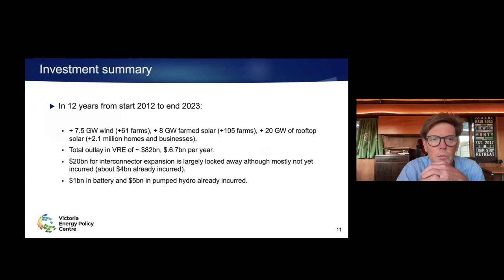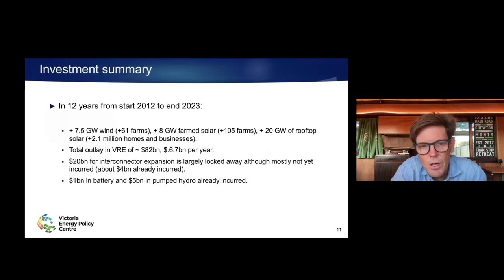So to summarize the investment over the 12 years from 2012 to 2023, about 61 wind farms were added, 7.5 gigs. 105 solar farms, about 8 gigs were added, and 20 gigawatts of rooftop solar, which was an additional 2.1 million homes and businesses over the last 12 years. Total outlay is about 82 billion Australian, so about a trillion rand, which is about, let's call it 80 billion rand per year. $20 billion has been set aside for interconnector expansion.